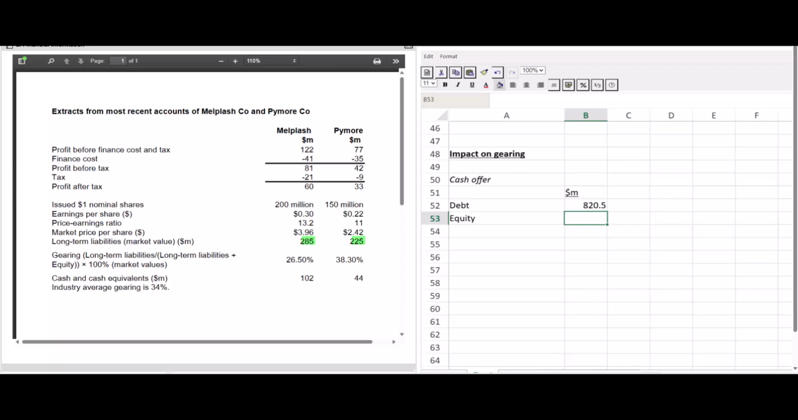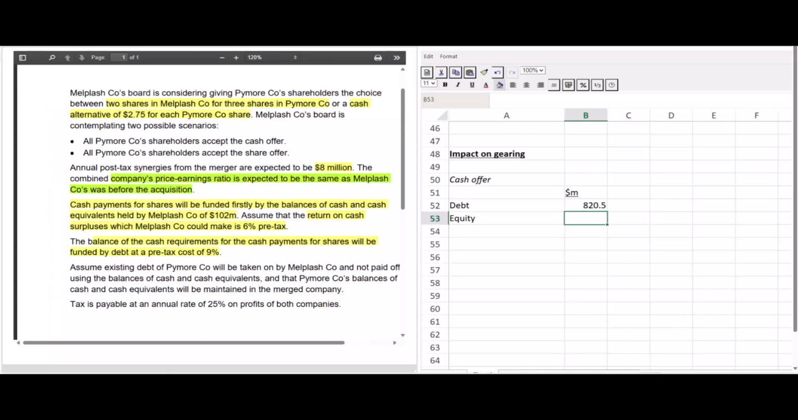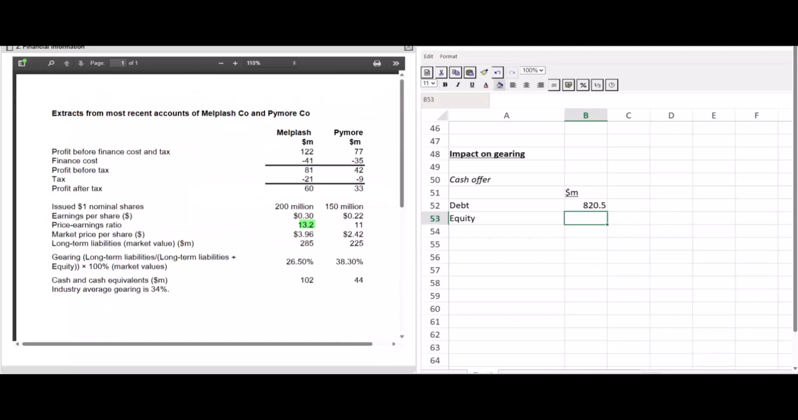Well, do you remember that little sentence I pointed out earlier that's highlighted in green? The company's PE ratio, price earnings ratio, is expected to be the same as Melplash Co.'s before the acquisition. So to value their equity, what we can do is do their earnings times by the PE ratio, and that will give us the value of their equity. So that's what we're going to do here. That was the clue that we needed to use that method, and that's what we're going to adopt.